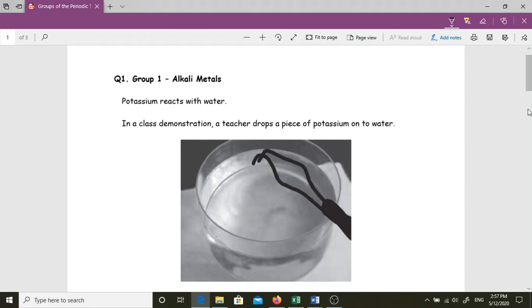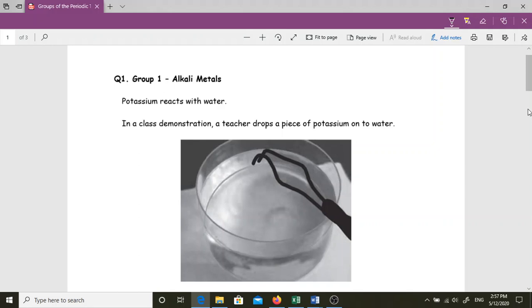So in this video we are going to look at some exam questions about the alkali metals and the halogens, and I will walk through them and tell you how I would answer those questions. So we are starting with group 1, the alkali metals.